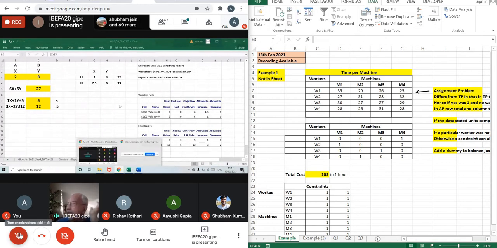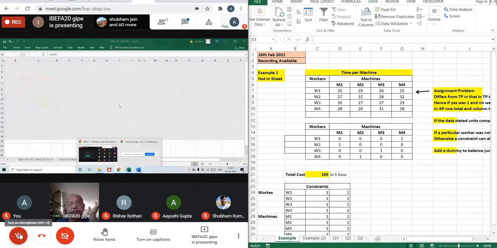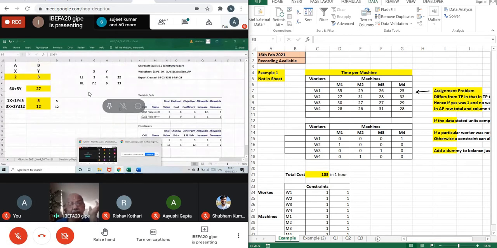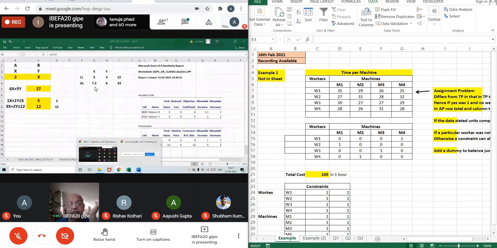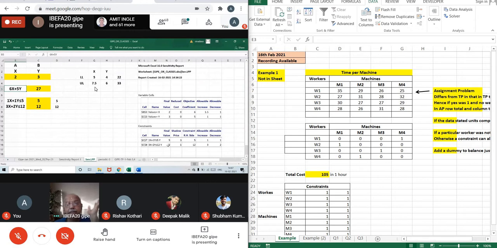Let us go for the next table. In the next table, you are going to have the constraints. 5 and 12 are the values used for producing 2 biscuits and 3 biscuits. Milk constraint as well as choco constraint.